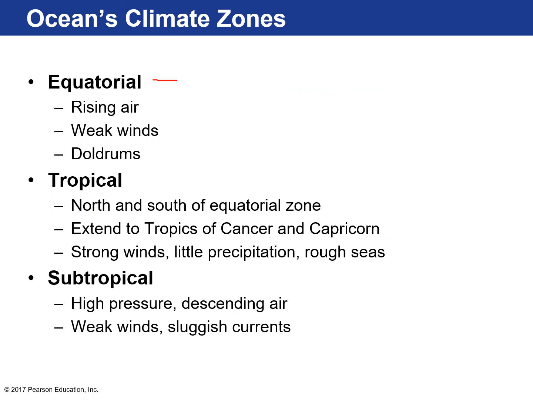Okay, so the equatorial climate regions, typical rising air, very weak winds, that's where the doldrums are, lots of precipitation, very hot. Then there's the tropical. This goes from the tropics of Cancer and Capricorn. Very strong winds, little precipitation, and very rough seas. All right, then there's a subtropical ocean climate zone, which is where you have high pressure, descending cool air, very weak winds, and sluggish currents.